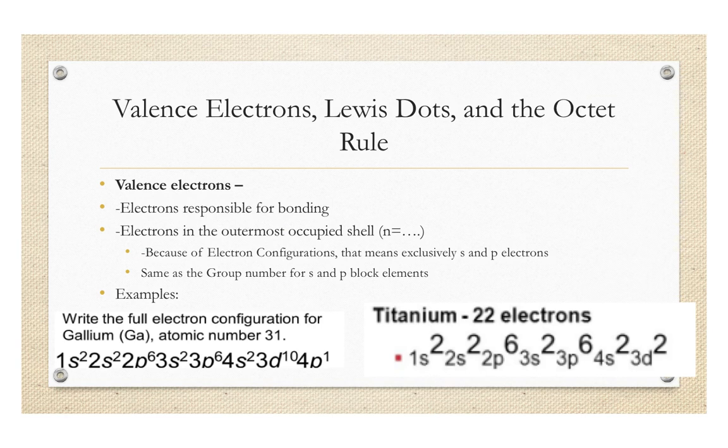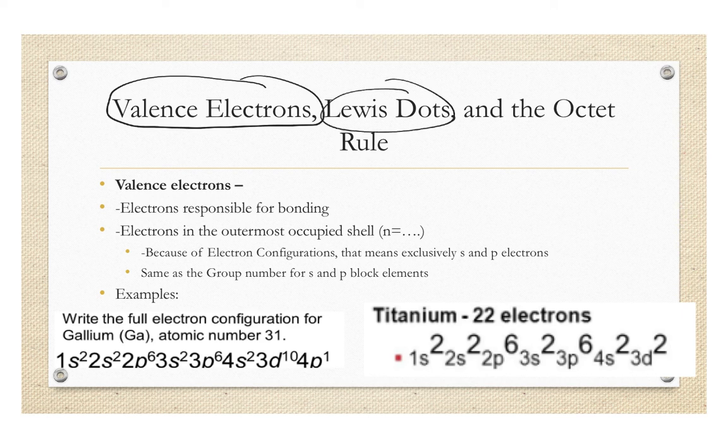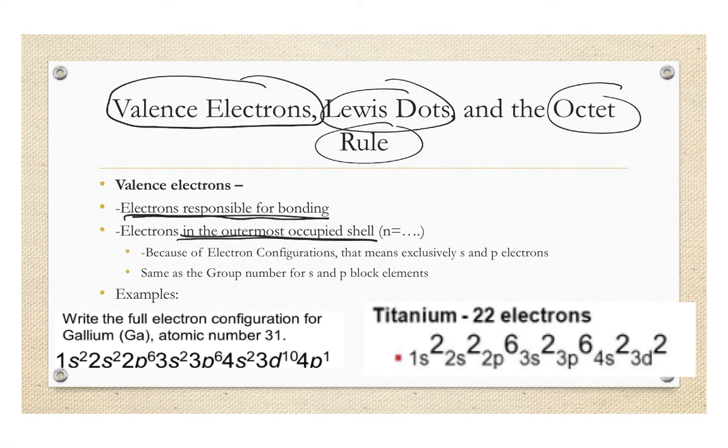All right, so before we can understand bonding, we do have some other concepts that we need to go through. The first one is valence electrons, second is Lewis dot, and third is the octet rule. Okay, so valence electrons, again, are the electrons responsible for bonding. They're the electrons in the outermost occupied shell.